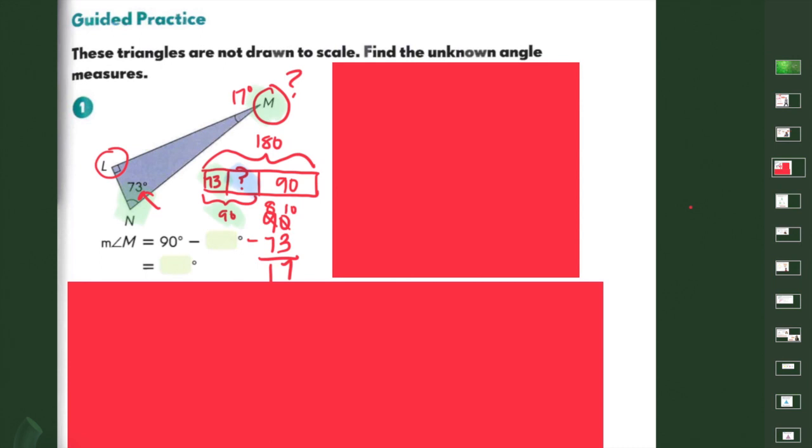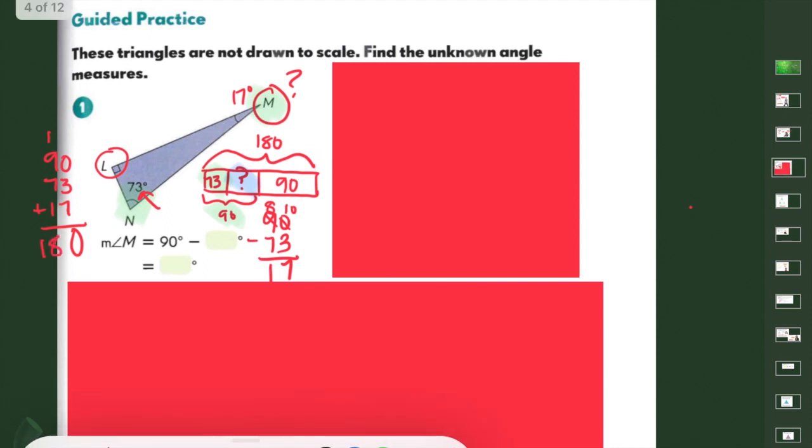Now you can always check this. You can always say, okay, well 90 plus 73 plus 17. Does that give me 180? Well, 7 plus 3 is 10. 9 plus 1 is 10. Plus 7 is 17. Plus 1 is 180. So it does check out. And so the missing angle M is 17 degrees.